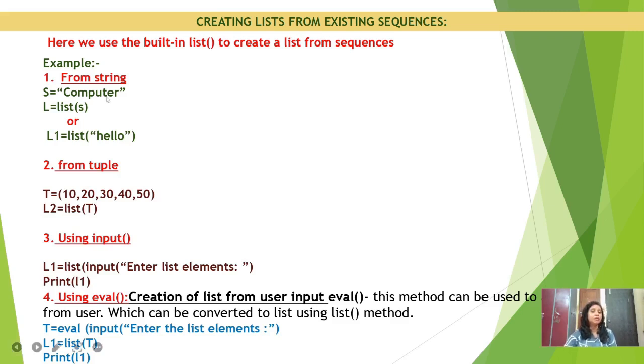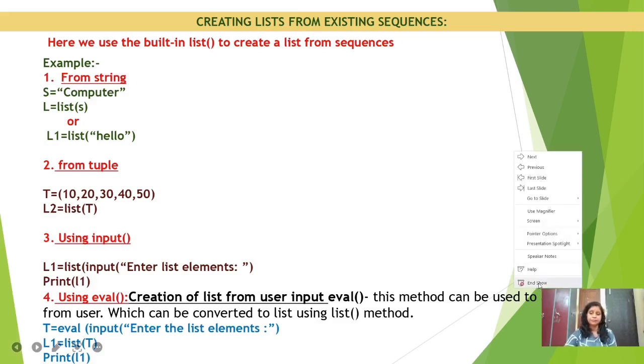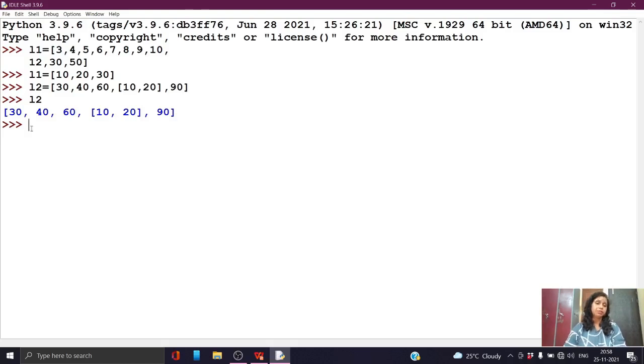Okay, so let us discuss the concepts practically, students. That means how can we create a list from an existing sequence? Okay, so here first I want to discuss how you create a list from a string. So very simple, students. Suppose s is one variable and s contains a number of characters, so it is also known as a string.